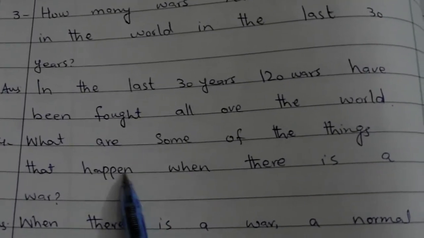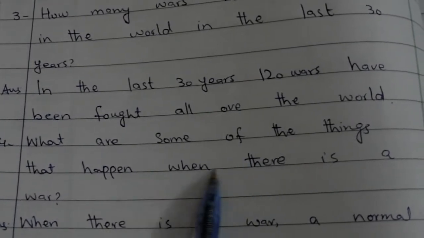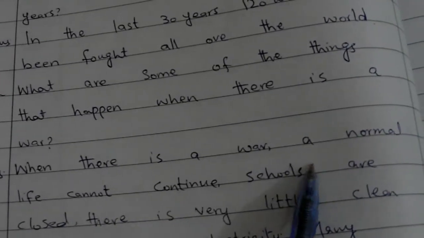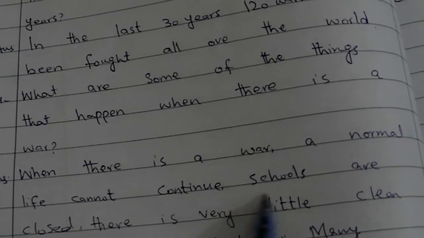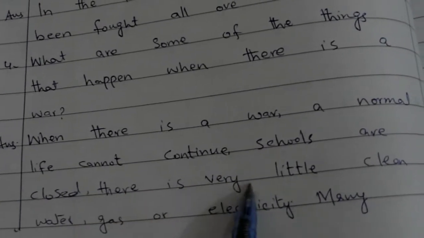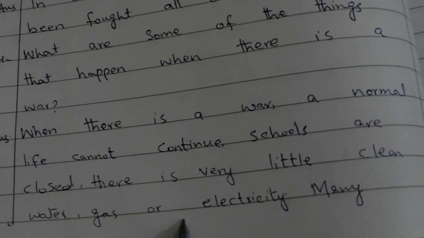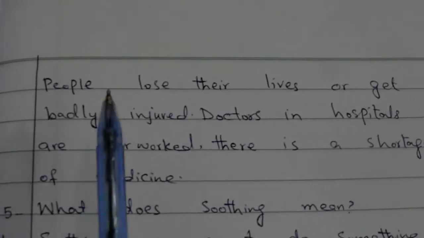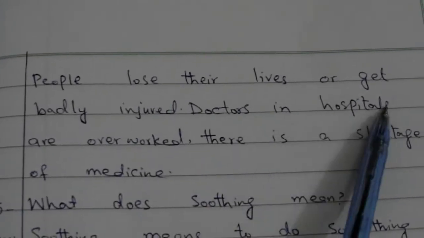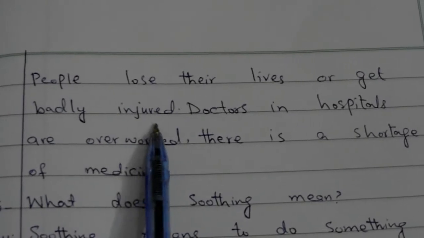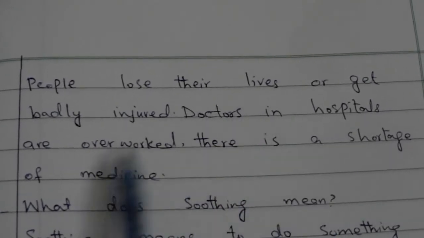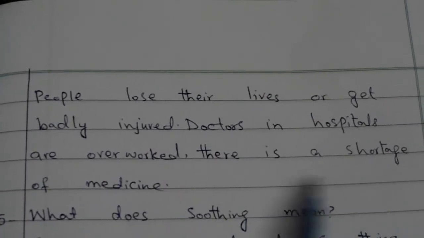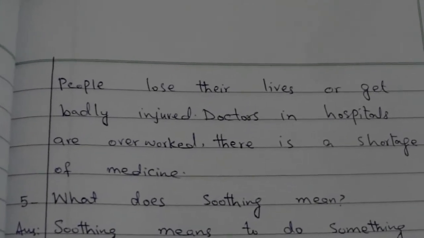Question number 4. What are some of the things that happen when there is a war? And its answer is when there is a war, a normal life cannot continue. Schools are closed. There is very little clean water, gas, or electricity. Many people lose their lives or get badly injured. Doctors in hospitals are overworked. There is a shortage of medicine.